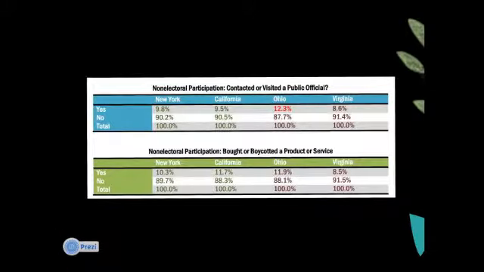The next thing that I studied was non-electoral participation, and this was in two different forms: either by contacting or visiting a public official, or by buying or boycotting a product or service. There were no huge differences between battleground states and safe states in either of these categories. Ohio does stand out a little bit in the first one, in contacting or visiting a public official more frequently than all of the other states. But this is an inconsistent finding because it does not happen in Virginia. So I'm not really able to conclude if that had to do with Ohio being a battleground state or not.